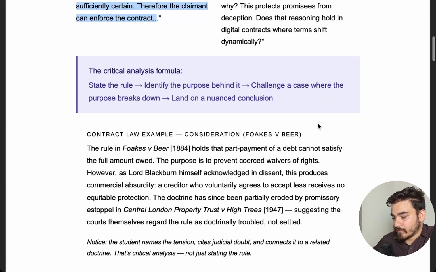Now what's the formula? I told you what critical analysis is, I told you how to go about this. Now what is the formula? First of all, you always start by stating the rule. So in this situation, Carlill versus Carbolic Smoke Ball, you state the rule that an advertisement can be an offer if it is sufficiently certain. You've done that, then you identify the purpose behind it. Why has the judge in Carlill versus Carbolic Smoke Ball decided the law in the manner that they have decided the law? You state the purpose behind it.